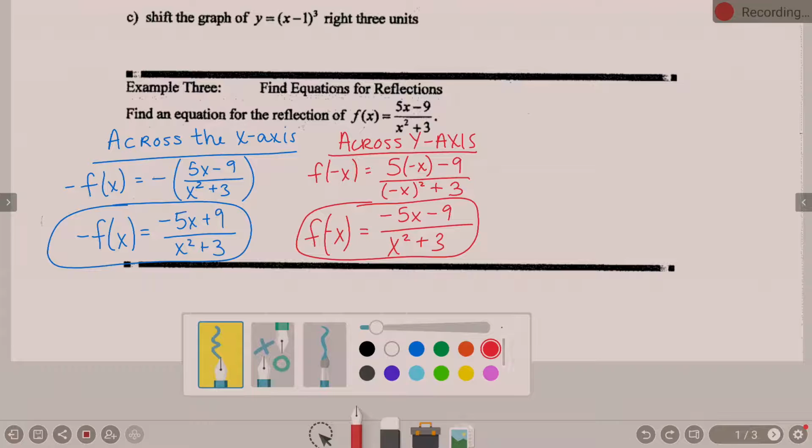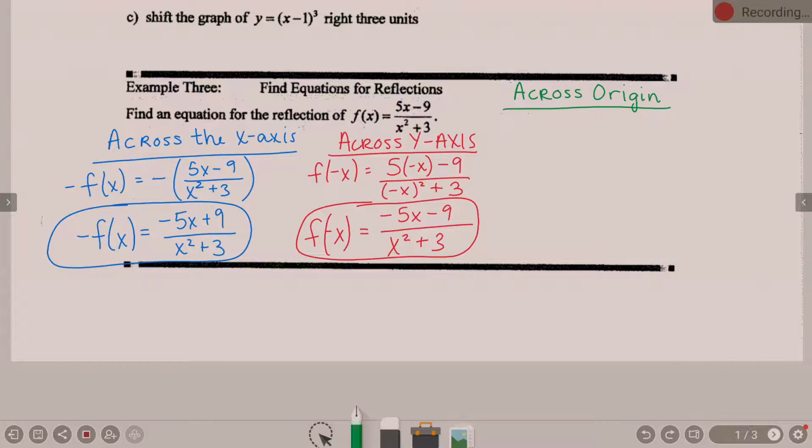Okay, our other reflection that we have to practice with is the one that is, I don't know if I should be saying across the origin or through the origin, but something about the origin, right? And according to our reflection rules, what does it say about if we're reflecting through the origin? Negative f of negative x. So this time we're doing both of the techniques we just used. We're going to multiply the whole item by a negative, and we're going to put negative into each of the x values. So I'm going to kind of combine them, and then we'll take it step by step.